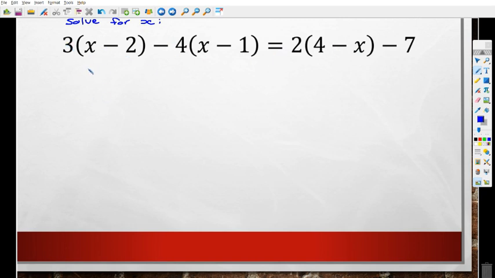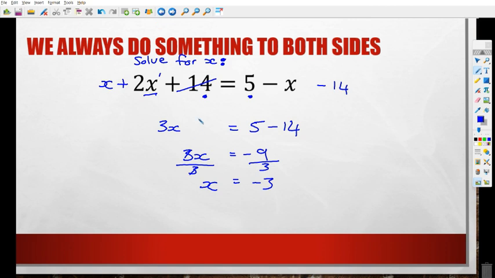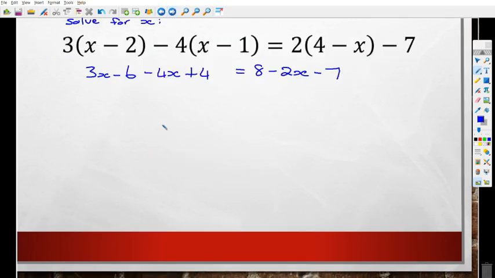So we're going to say 3x minus 6 minus 4x plus 4 is equal to 8 minus 2x and minus 7. Now in my previous example, what did I do? I got all my x's to the one side. I got all my like terms, getting all my like terms to one side and all my other like terms to the other side.